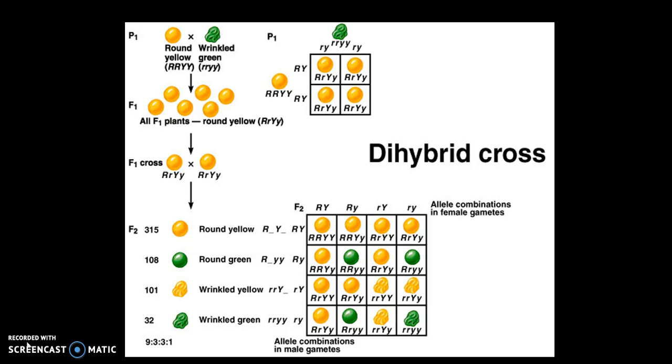So when we cross the F1s, or the two heterozygotes, we get a very different Punnett square in the F2 generation. And we do get what we call a 9:3:3:1 ratio. Again, this is a cross involving two different traits.